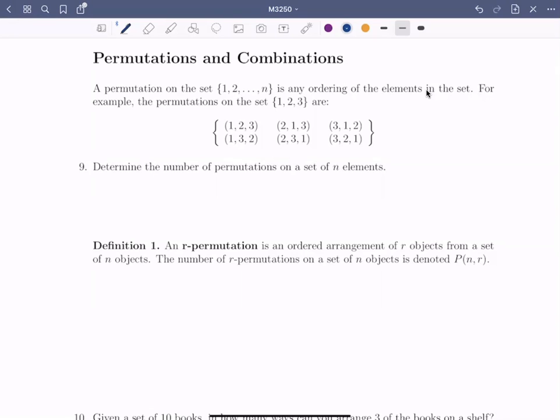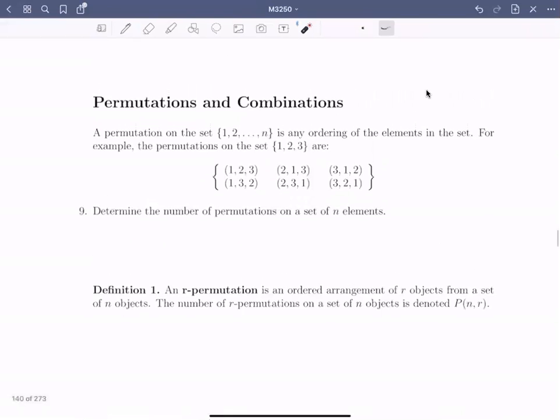A permutation on a set of n elements is the number of ways of ordering, the number of ways of arranging those elements in the set, where you can only use each element once. So for example, if you have the set 1, 2, 3, it turns out that there are 6 permutations of that set. There they are written out for us. So these are the 6 permutations.